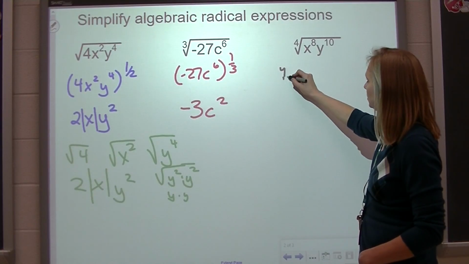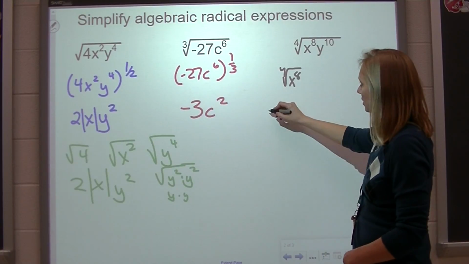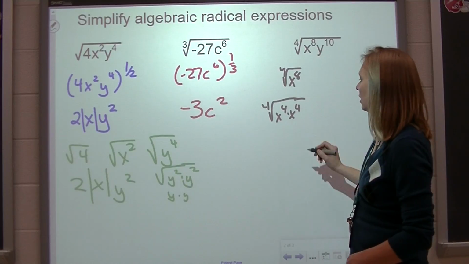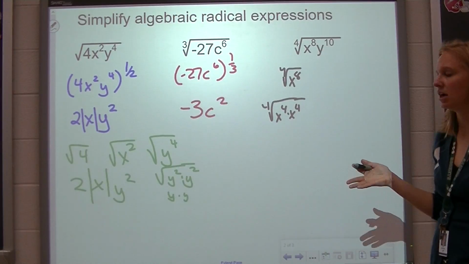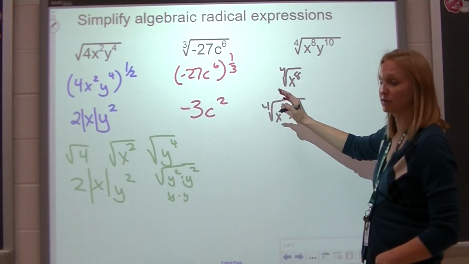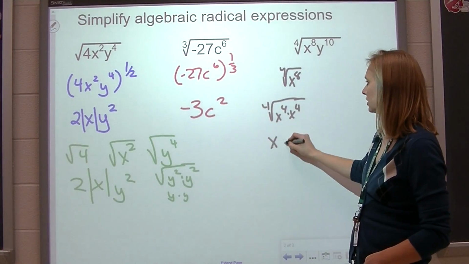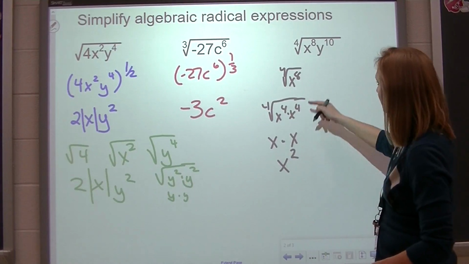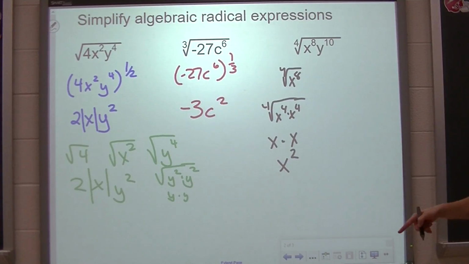So the 4th root of x to the 8th could technically be written as x to the 4th times x to the 4th, right? That gives us x to the 8th, adding our exponents using the rule. And the 4th root of x to the 4th is just x, and the 4th root of x to the 4th is just x, and x times x is x squared. So that doesn't change, it's still x squared.